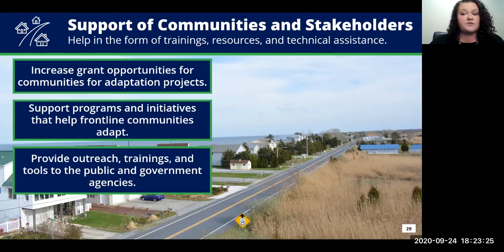Our next action is to provide outreach, training, and tools to the public and government agencies to increase their understanding of the impacts of climate change and best practices of adaptation. Currently, there are a variety of organizations and resources available related to this action. So really, this is much more continuing to do the work and expanding opportunities when able. An example is incorporating sea level rise information into home ownership counseling and other housing-related communications. Making this information readily available will help home buyers make informed decisions when purchasing a home.